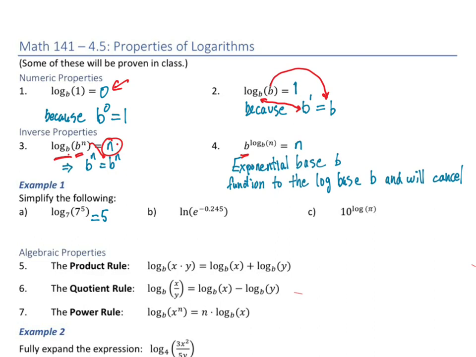Part B, we've got the natural log of e to the negative 2.45. Again, they're inverse functions, so that should cancel out and just leave us with negative 2.45. And the same thing with part C: 10 raised to the log. That's the common log, and remember the common log is base 10. We just don't see that subscript of 10 there. But 10 to the log base 10 will cancel out, and that will just leave us with pi.